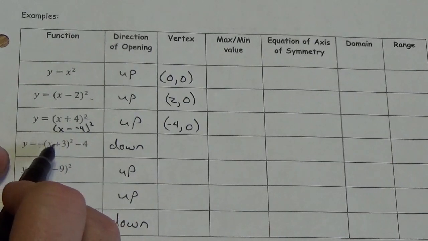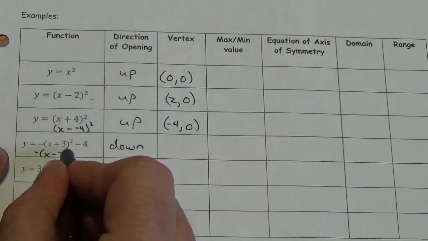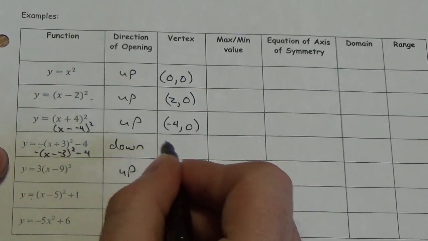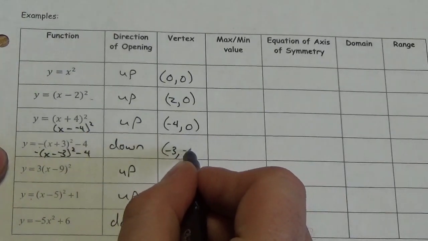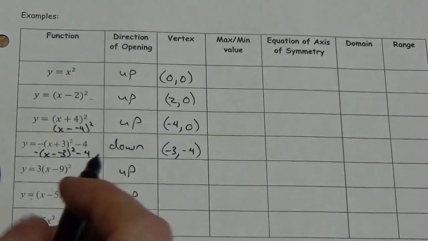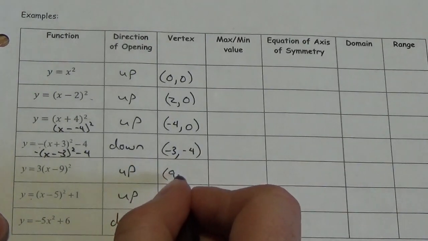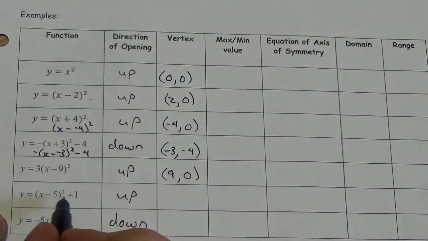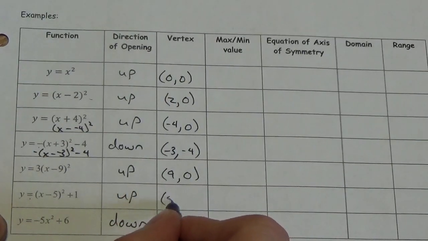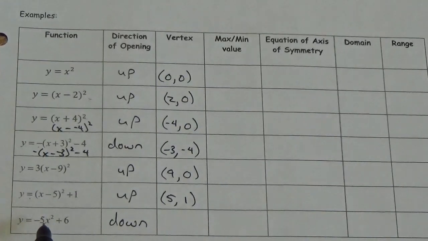Here, I see that positive 3, so this has got to be x minus negative 3 squared minus 4. And so my h value is going to be negative 3. And because I've got to subtract 4 at the back end there, that's going to be minus 4. Here, I see x minus 9. So it's going to be positive 9, and there's nothing behind there, so it's going to be comma 0. Negative 5 inside, so my h value is going to be 5, and I've got a plus 1, so 5 comma 1.